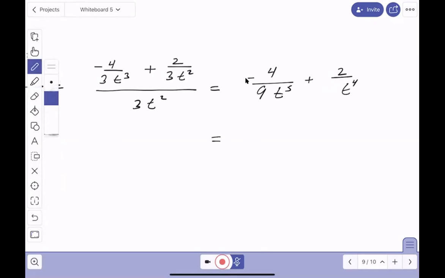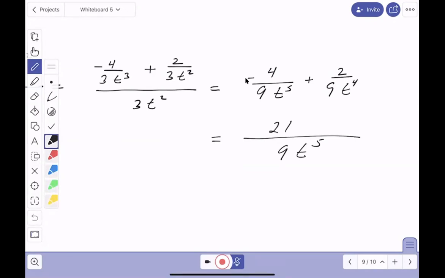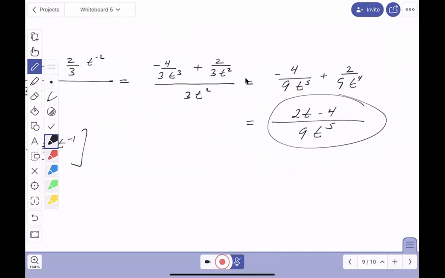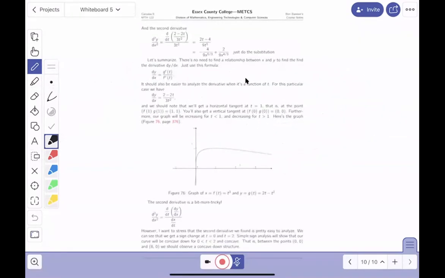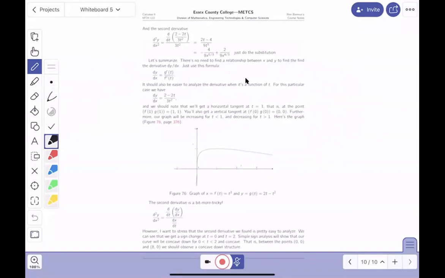You can make mistakes too, by the way. Certainly, all I'm saying is I'm not even looking at the key yet. I'll get there. I'm gonna say 9t to the 5, right? So what do you get over there? 2t minus 4. I don't know, might have made a mistake. Let's take a look. Let's see if I got that. And wow, I think I got it.